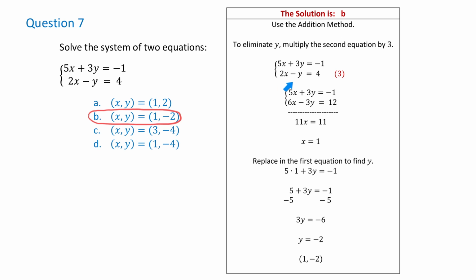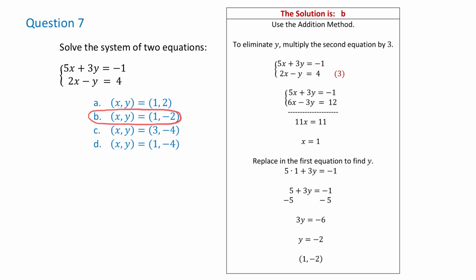And because initially we did not have a -3y, then we had to start by multiplying each term of the second equation by 3. So 2x times 3 is 6x, -y times 3 is -3y, and 4 times 3 is 12. And now if we add these 2 equations, 5x plus 6x is 11x, 3y minus 3y cancels, and -1 plus 12 is 11. Then if we divide both sides by 11, we get that x equals 1.